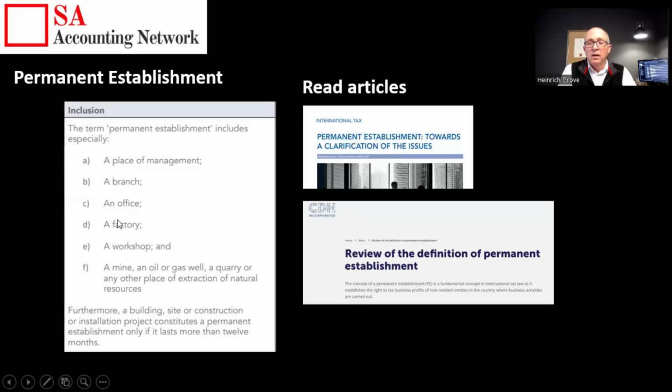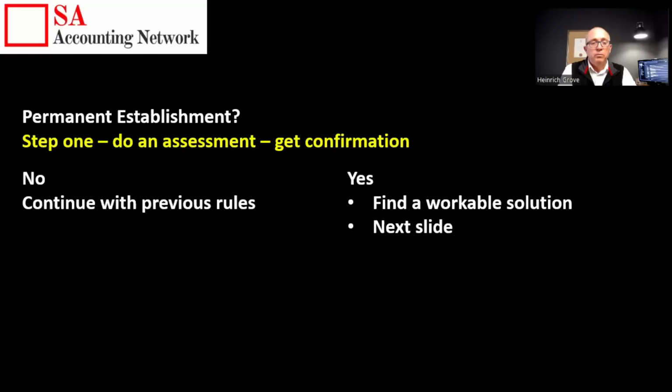So this is the thing that's going to determine whether or not you classify as a permanent establishment. That is my first step that I said over there. So step 1, do an assessment, and it's important, guys, to get a confirmation on this. You need to make sure that you've got documentary evidence that you did this permanent establishment exercise to see whether you're inside the bracket or outside the bracket.